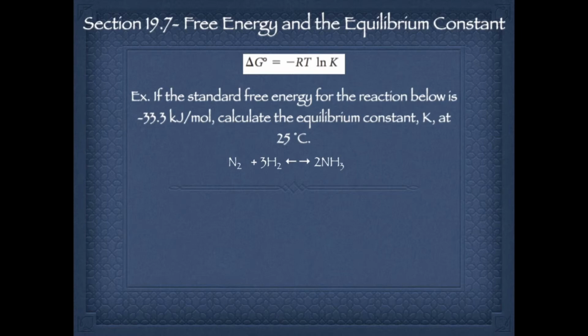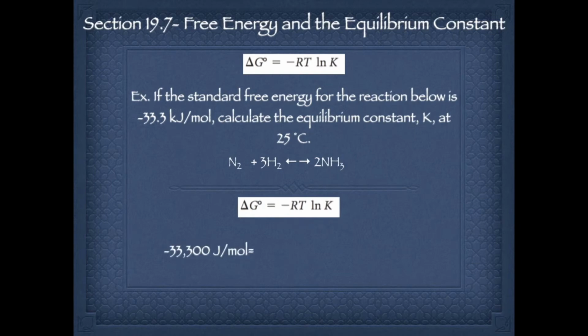I know that my standard free energy is negative 33.3 kilojoules per mole. If you look at your units for R, it's actually in joules, so I'm going to convert this standard free energy into joules really quickly by multiplying by 1,000. So it's going to be negative 33,300 joules per mole equals the negative R, which is negative 8.314 joules per mole Kelvin, and that's given to you, times my temperature. Notice my temperature needs to be in Kelvin, so it's going to be 25 plus 273, which is 298. Then I'm going to multiply that by the natural log of K. I'm going to solve for just the natural log of K here. That equals 13.4.